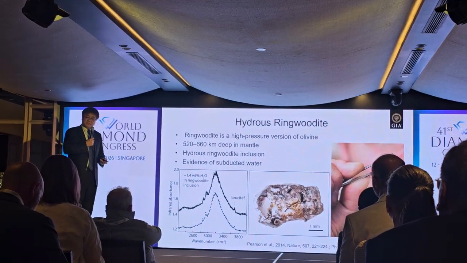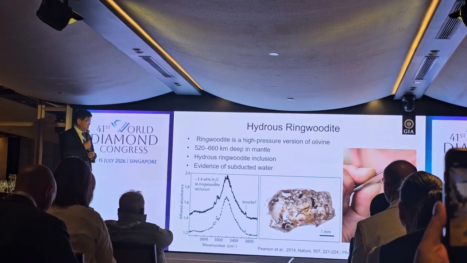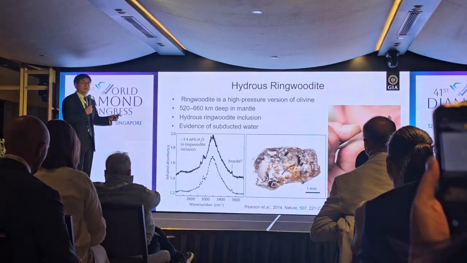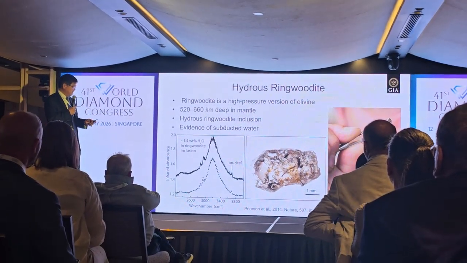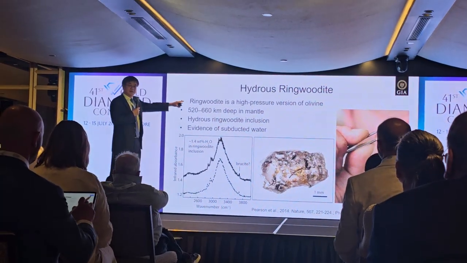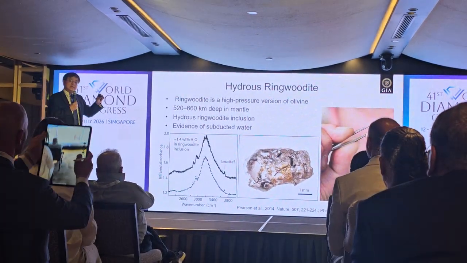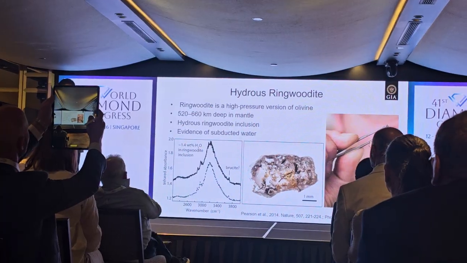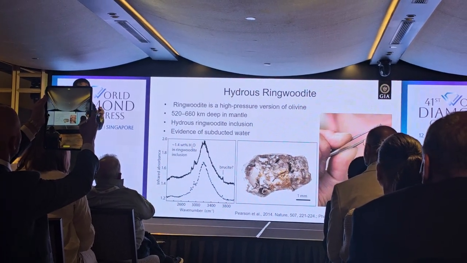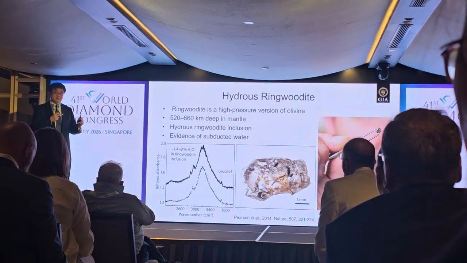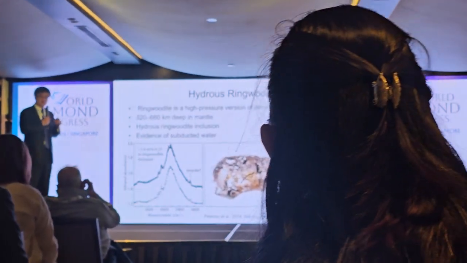Grant Pearson, a professor at the University of Alberta, published a very famous paper about 12 years ago. He studied one diamond from Brazil and found the mineral ringwoodite, right? I mentioned it. It's from the transition zone. Ringwoodite is the major mineral of Earth's transition zone. More than 50% of the material of the transition zone is composed of ringwoodite.